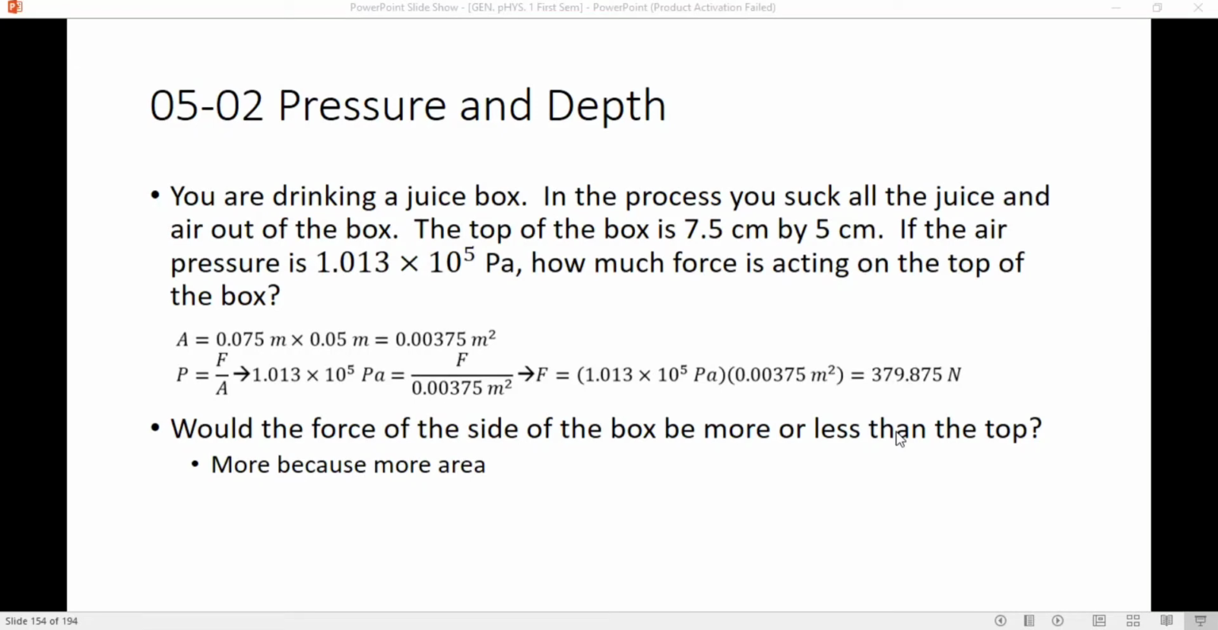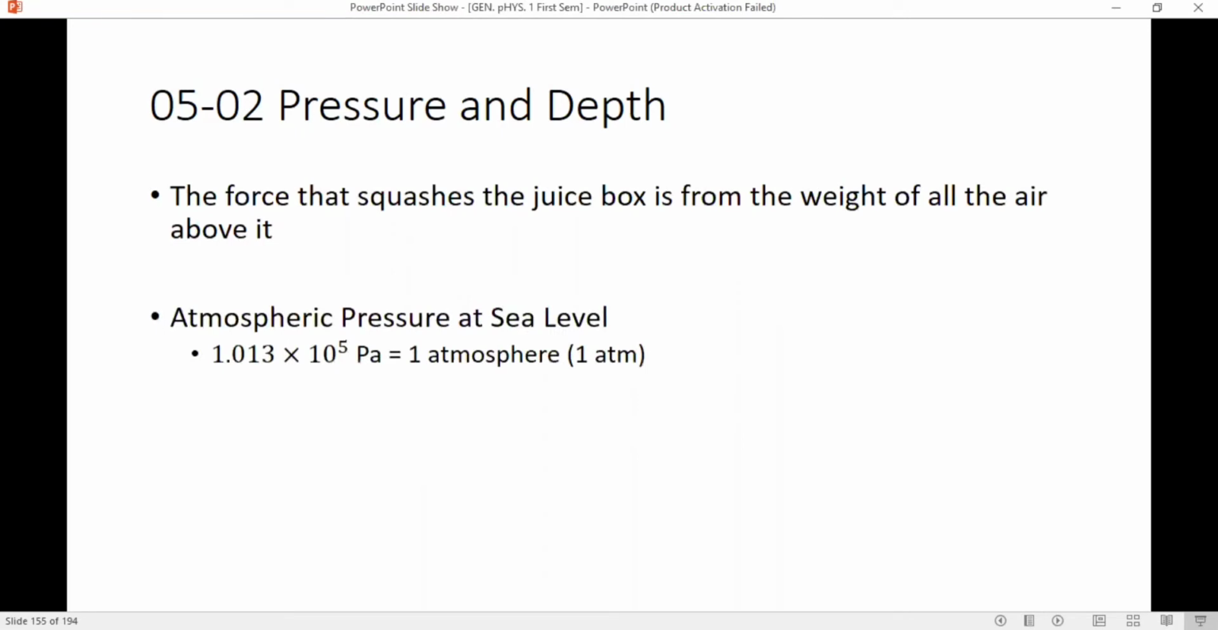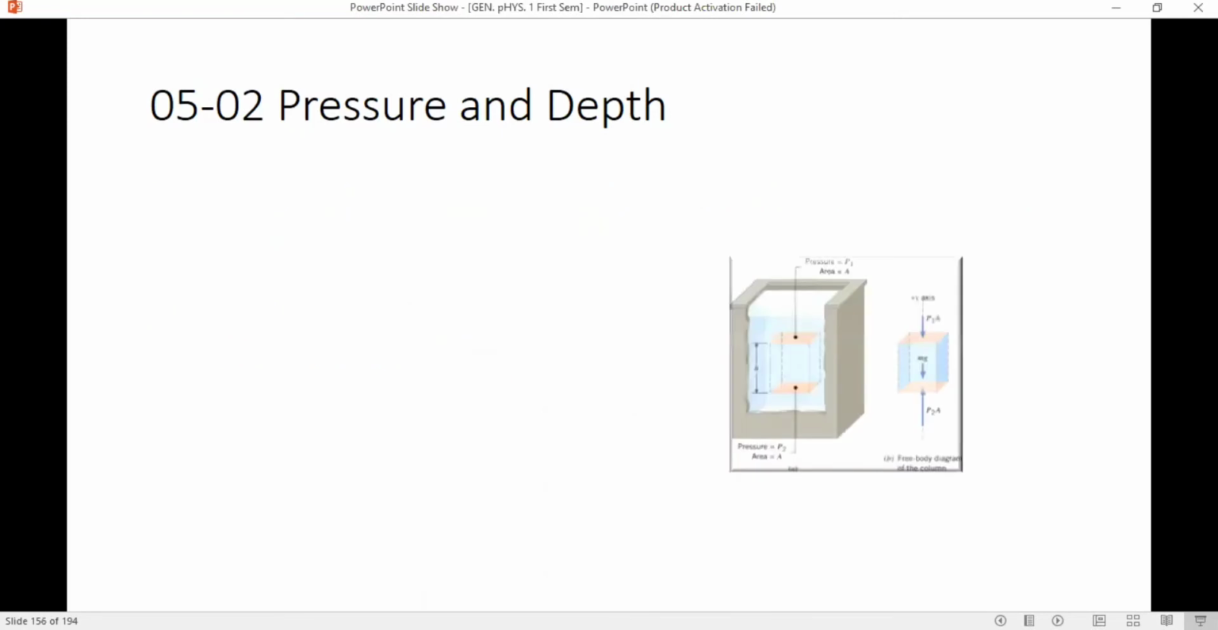Now, would the force of the side of the box be more or less than the top? Probably more, because there's a greater area. The force that squashes the juice box is from the weight of all the air above it. Remember that in atmospheric pressure at sea level, 1.013 times 10 to the power of 5 Pascal is equal to 1 atmosphere.